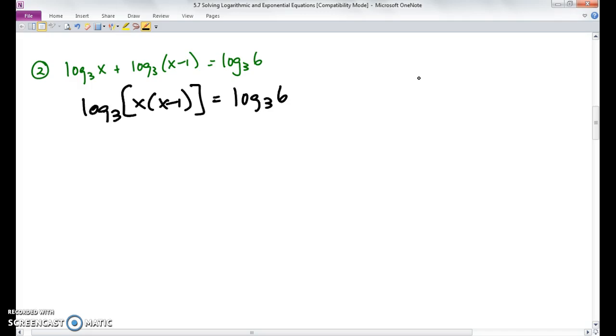Then, since the bases are the same, the arguments must also be the same. So we have x times x minus 1 equals 6. Okay? And I need to solve that for x. So what am I going to do to solve that for x?